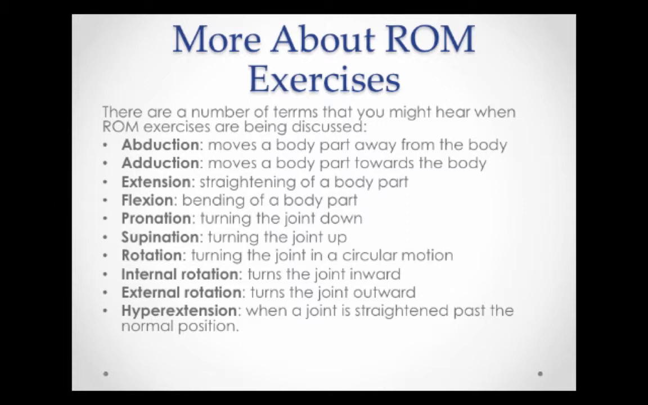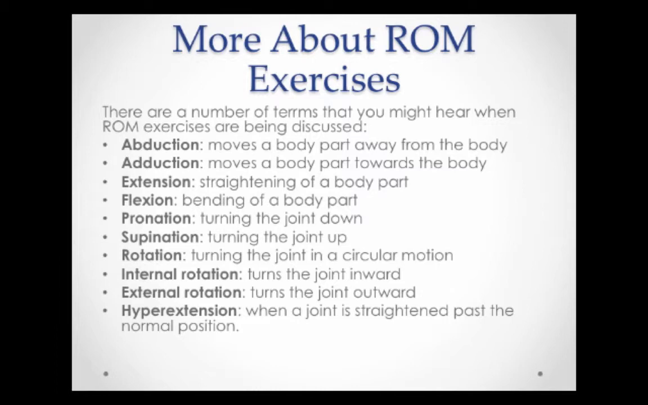Rotation is turning the joint in a circular motion. Internal rotation turns the joint inward toward the center of the body. External rotation turns the joint outward away from the center of the body. Think of it like this. When you swim and you turn your head to take a breath, you are externally rotating your neck. When you turn your head back into the water, you are internally rotating it.